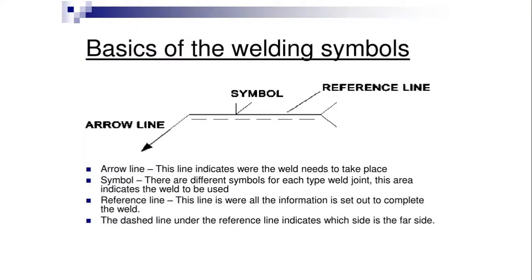This area indicates the weld to be used. This is the reference line, where all the information is set out to complete the weld. The dashed line under the reference line indicates the other side. Let's see briefly in the next slides.